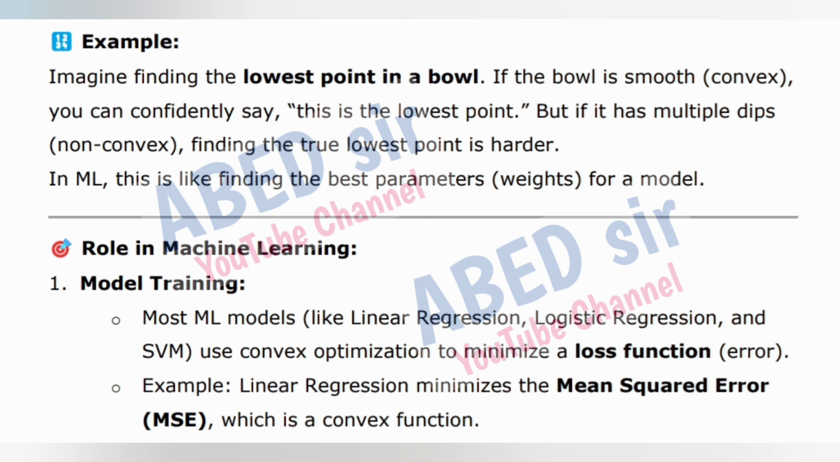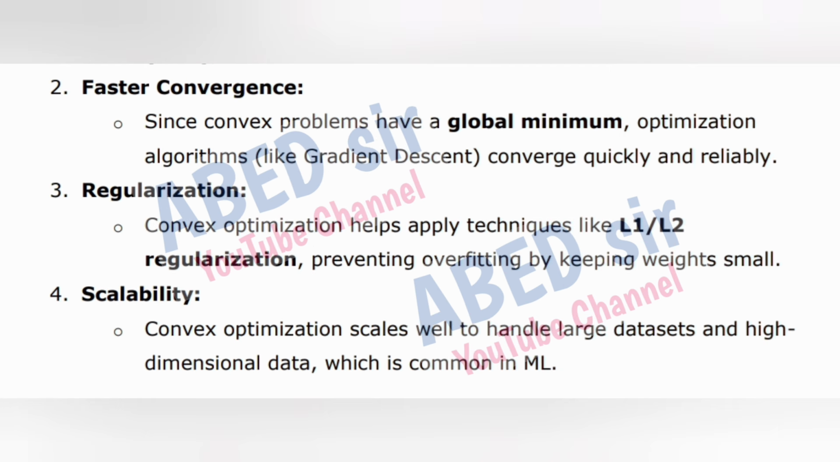1. Model training. Most ML models, like linear regression, logistic regression, and SVM, use convex optimization to minimize a loss function, error. Example, linear regression minimizes the mean squared error, MSE, which is a convex function. 2. Faster convergence. Since convex problems have a global minimum, optimization algorithms, like gradient descent, converge quickly and reliably.